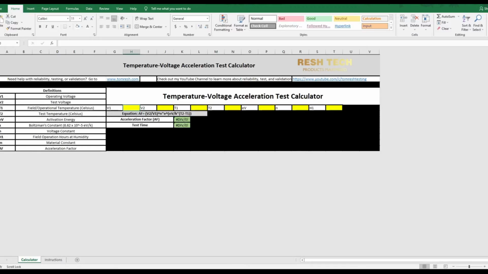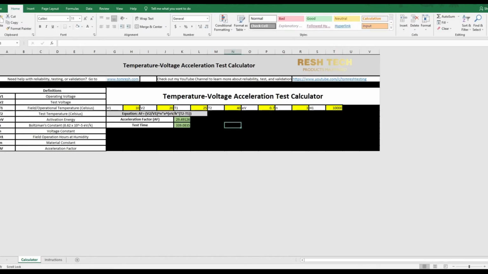So we're going to assume the operating voltage is 10 volts for our system. And we're going to assume that we're going to test to 20 volts for our test. So an accelerated voltage of 20 volts. We're going to assume the operating temperature is 25 degrees C, and that we're going to perform the test at an elevated temperature of 40 degrees C. We're just going to use the default activation energy value of 0.7, and we're going to set our voltage constant to 3. And we're going to assume that this system has an operational life of 10,000 hours. Just an arbitrary value.